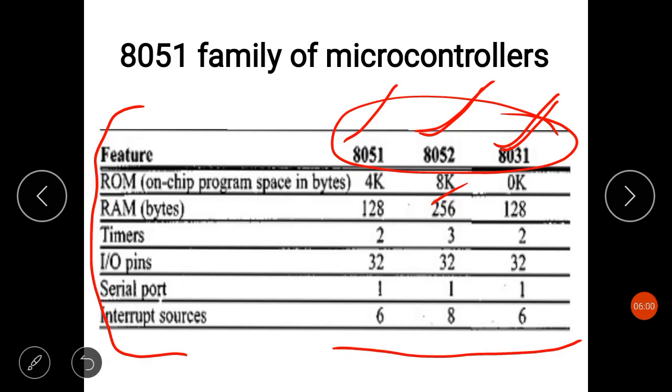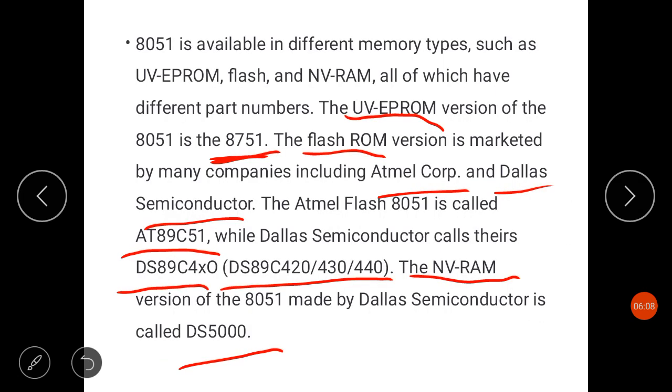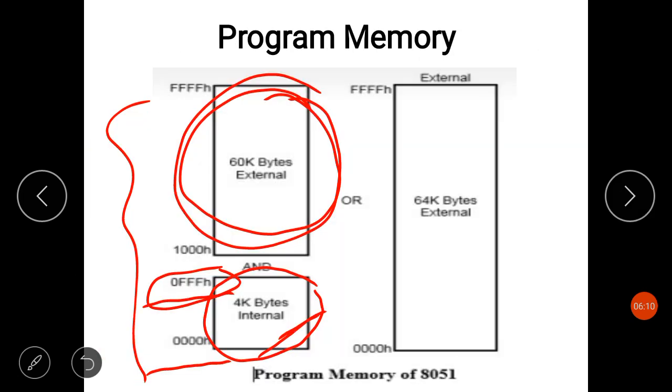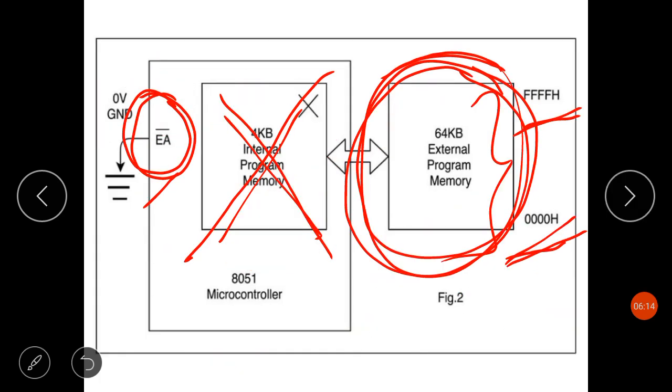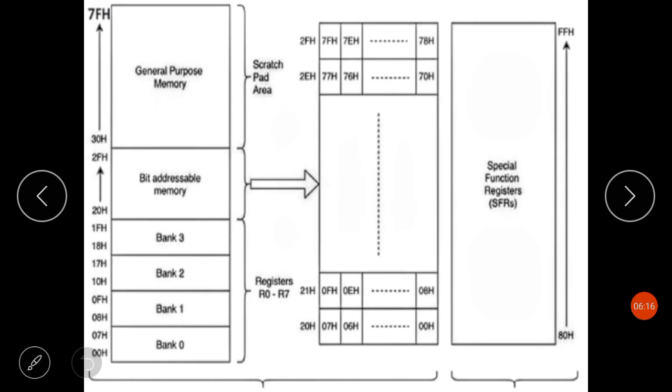8051 has on-chip RAM of 128 bytes, whereas 8052 has on-chip RAM of 256 bytes. So here we'll discuss only the original 8051 microcontroller, that is having the on-chip RAM or on-chip data memory of 128 bytes. Now this 128 bytes of RAM is from 00H to 7FH, that is making up 128 bytes.